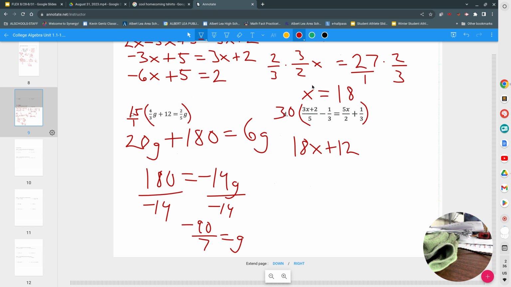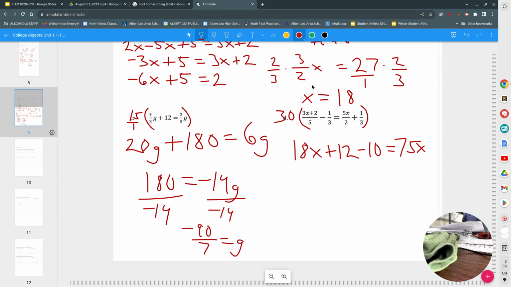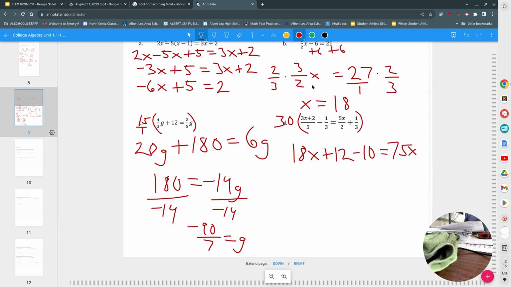Now we move on to the next term, this 1/3. 30 divided by 3 is 10, so it's a minus 10. 30 divided by 2 is 15, times 5 is 75. And 30 divided by 3 is 10, so we have a plus 10 on the end there. Sorry about that, I'm running out of space. Plus 10 on there.